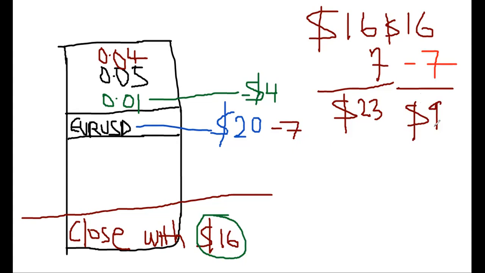That is the big advantage of partial closing. When you partial close, it means that you definitely book part of your profits.